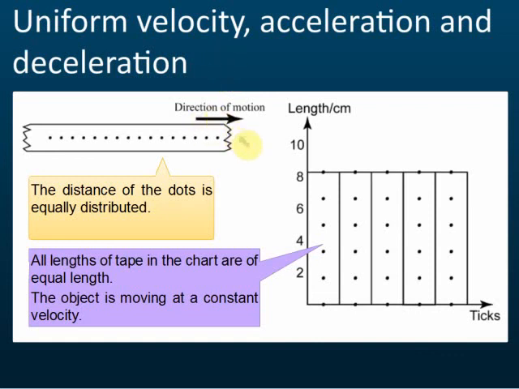Okay, the first one. This is the ticker tape, and then you see the distance between all the dots are the same from the beginning to the end. So the distance of the dots is equally distributed, and for the ticker tape chart also, the length is the same. So in this case, these two cases, the object is moving at a constant velocity. Constant velocity means that the velocity does not change. So for the ticker tape chart, you see, the length is the same. The length represents the speed, right? So the speed remains the same from the beginning to the end. So this is the ticker tape and ticker tape chart for uniform speed or uniform velocity or constant velocity.